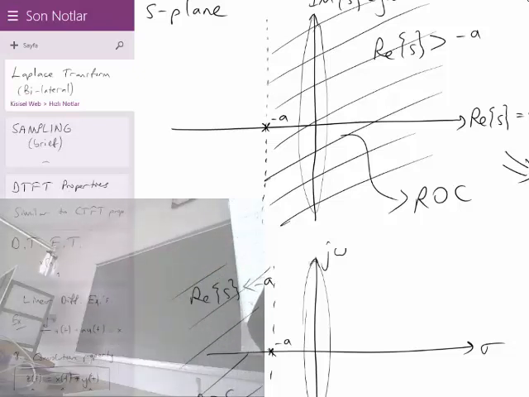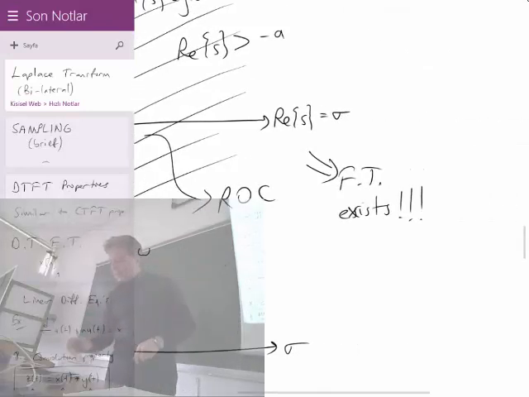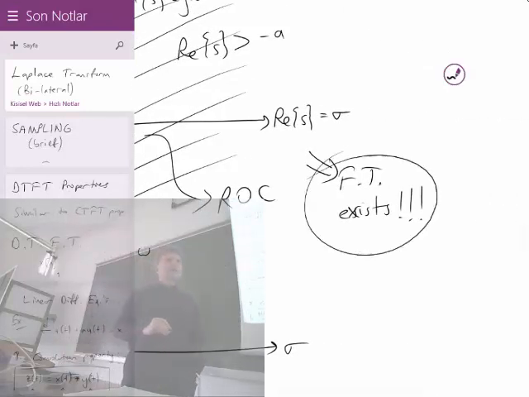However, minus a will be here for the other case, and to the left of it this time it will include the j omega axis, and then you will say that minus e to the minus at u of minus t has a Fourier transform if a is negative. So regardless of whether it is right-sided or left-sided, don't worry about that. Just worry about whether this axis is included in the region of convergence or not. If it is included, then you say the Fourier transform exists.